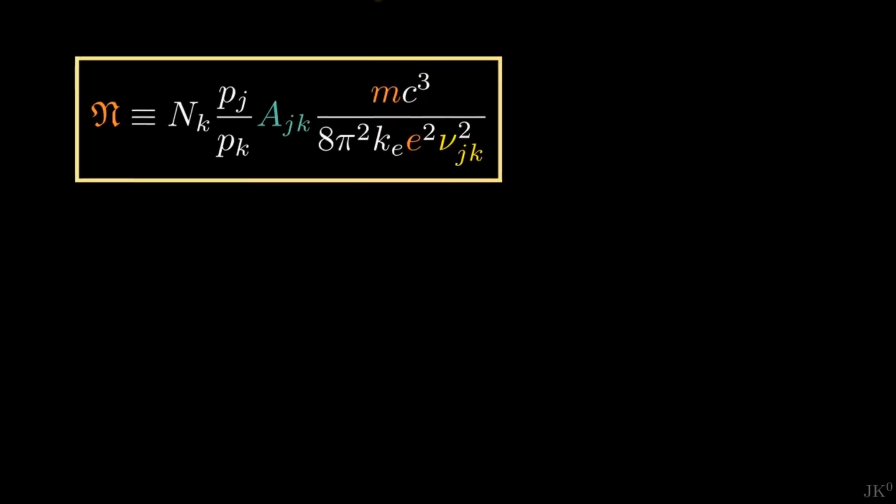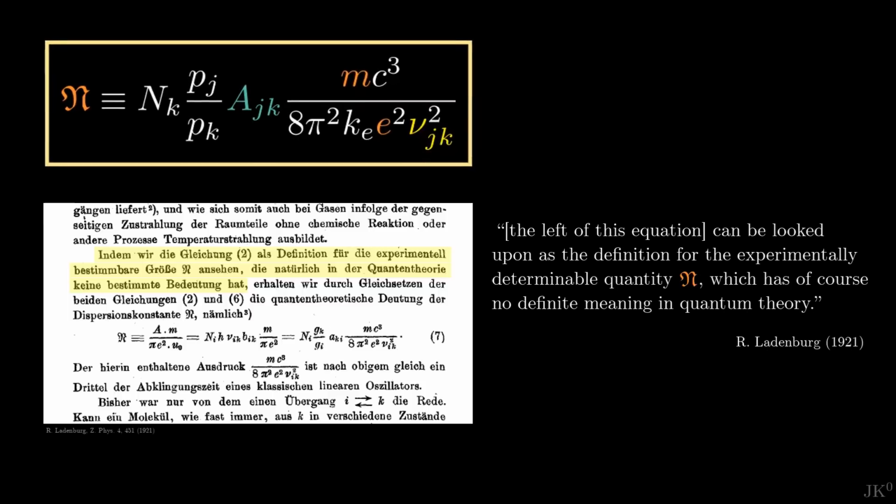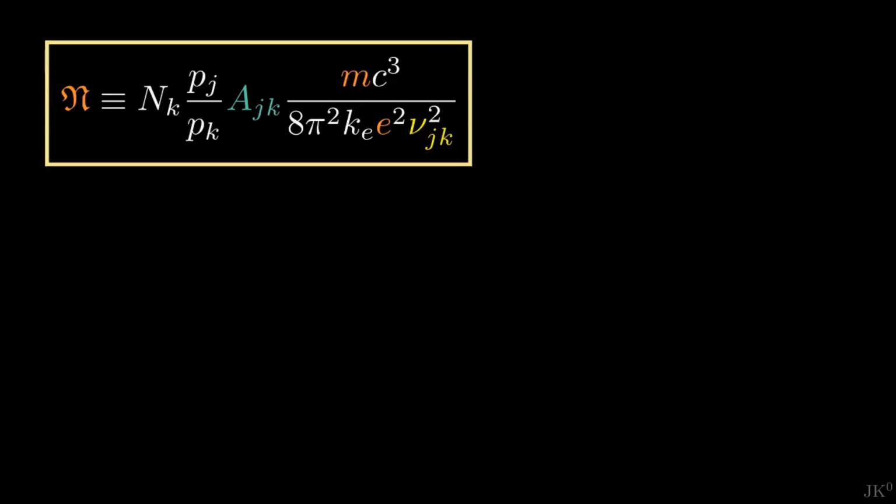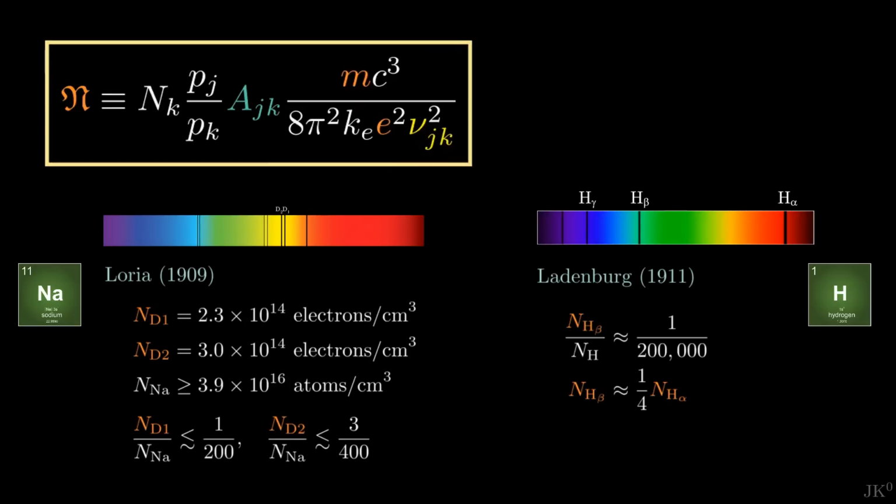He explicitly wrote, "The left side of this equation can be looked upon as the definition for the experimentally determinable quantity n, which has, of course, no definite meaning in quantum theory." This relation also shows that the density of dispersion electrons decreases with the transition frequency, which explains the observations by Loria in sodium and Ladenburg in hydrogen. Seen the other way around, this formula allows the experimental exploration of Einstein's quantum transition probabilities.